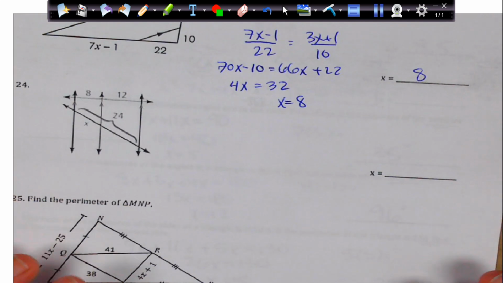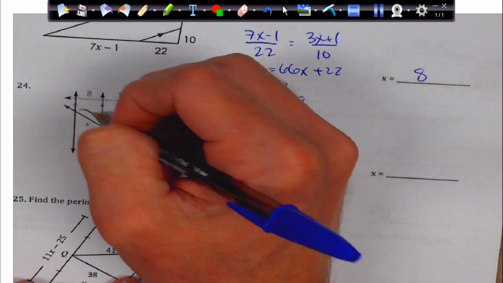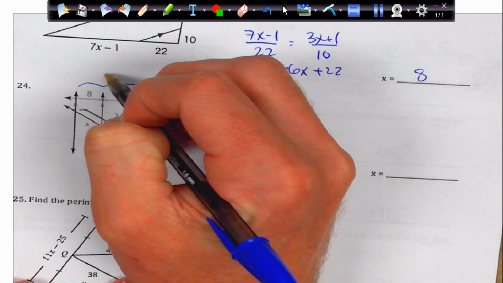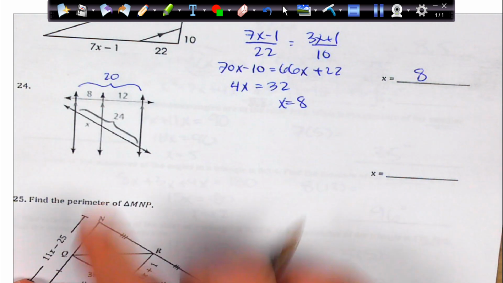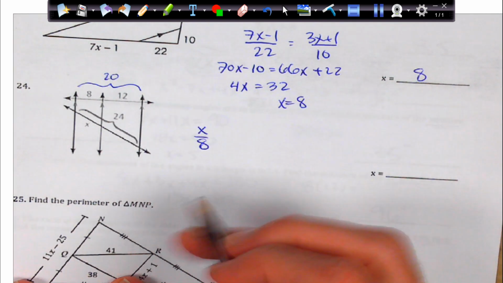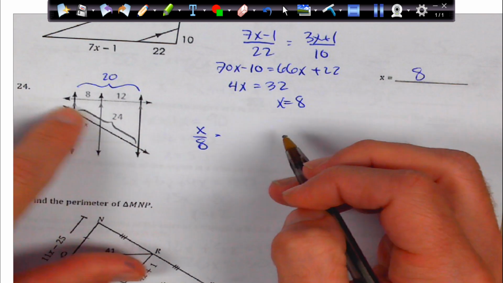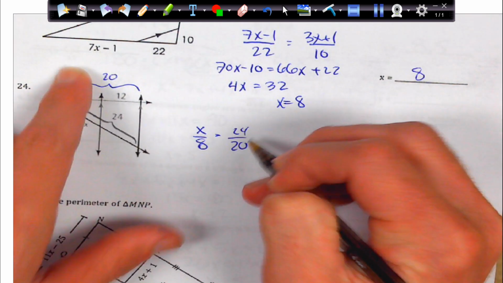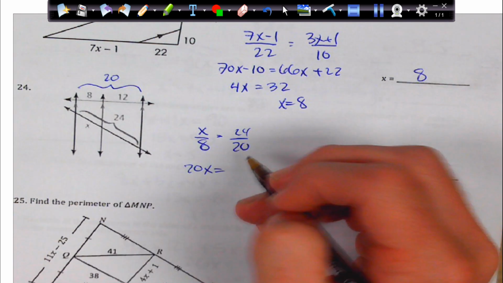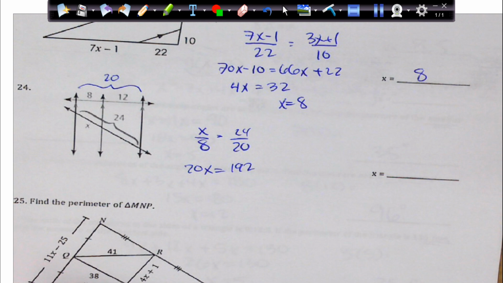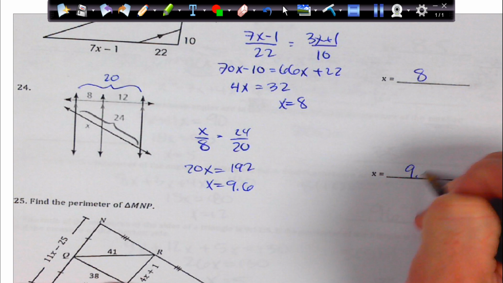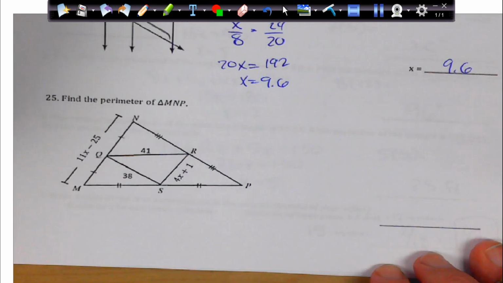Okay, so this one is a little bit trickier. Since I don't have this piece, it might be easier just to add these together, 8 and 12, which makes 20. And so what I'm going to do is I'm going to go x to 8. So I'm going to go bottom to top, which might be confusing. Maybe, well, whatever, I'll keep it. I'm going to go 24, the whole thing, to the whole thing up here, 20. Cross multiply, we get 20x equals 8 times 24, 192, divide by 20, and I get x equals 9.6. And again, decimals are okay. Don't fear, the decimals are here.